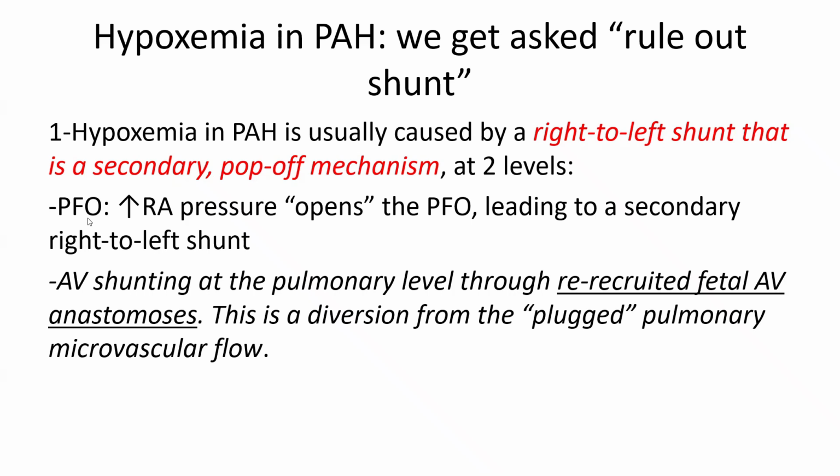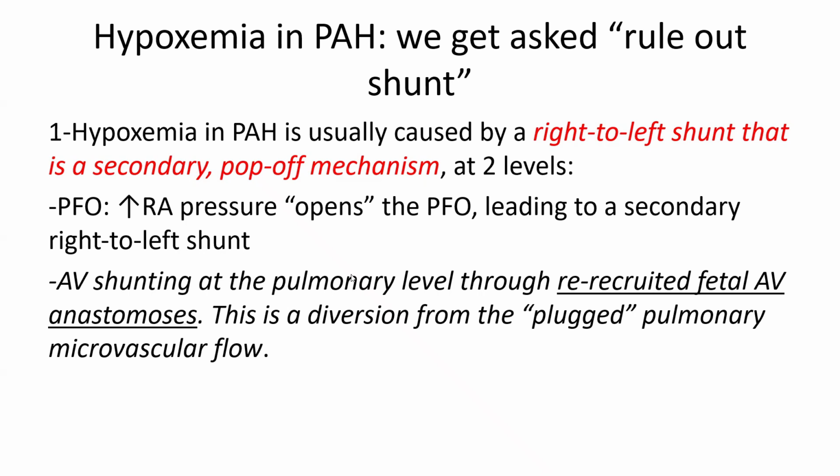PFO, which about 25% of the population has. When you get a rise in RA pressure, it opens that PFO and leads to a secondary right to left shunt. That is a compensatory shunt. That is unloading that right ventricle and reducing right ventricular failure. And you can also get AV shunting at the pulmonary level through re-recruited fetal AV anastomosis.